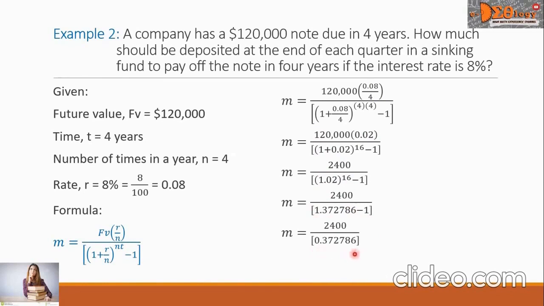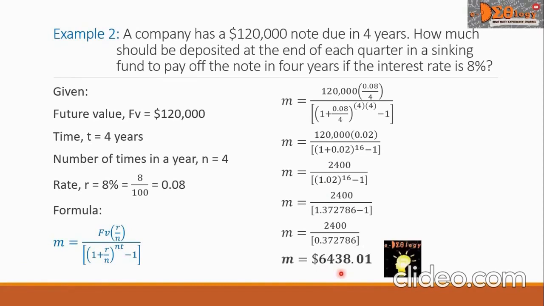0.372786. And then we will divide 2,400 divided by 0.372786. And the quotient is 6,438.01. We will attach the dollar sign. This is our sinking fund. This is our final answer.